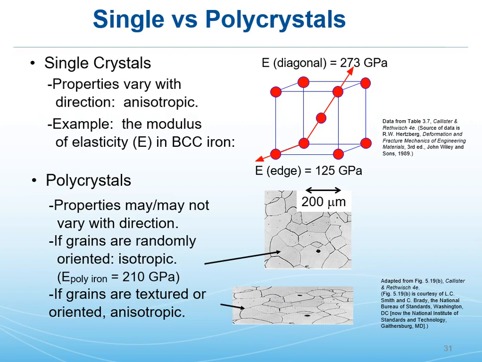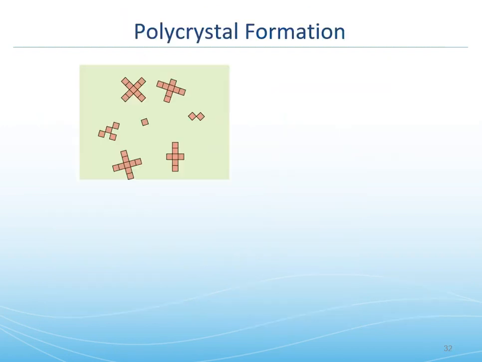That isn't just a stretched photo. That really is a photomicrograph of something that has been probably rolled. So how do you get polycrystals? We will discuss this much more with microstructural transformations, but polycrystals are basically a result of nucleation and growth.